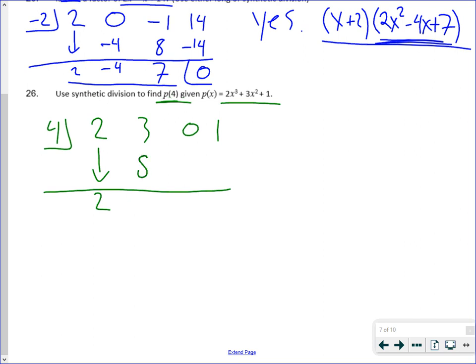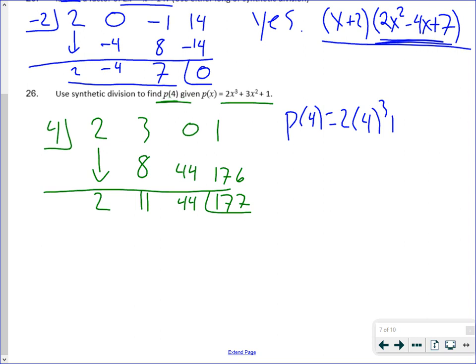And we can do synthetic division to find it very quickly. Drop down the 2, we get 8, that's 11. We get 44. We get 44 again. Then 4 times 44 is 176. And we get 177 as our remainder. And that remainder is what our answer should be. Let's go ahead and double check ourselves though. We're going to plug 4 into our polynomial. So p of 4 should equal 2 times 4 cubed plus 3 times 4 squared plus 1.